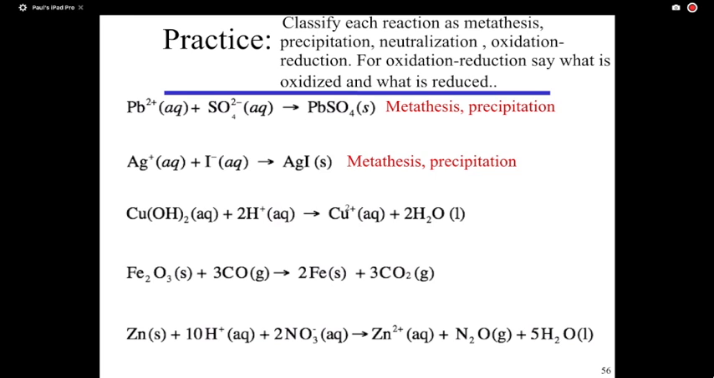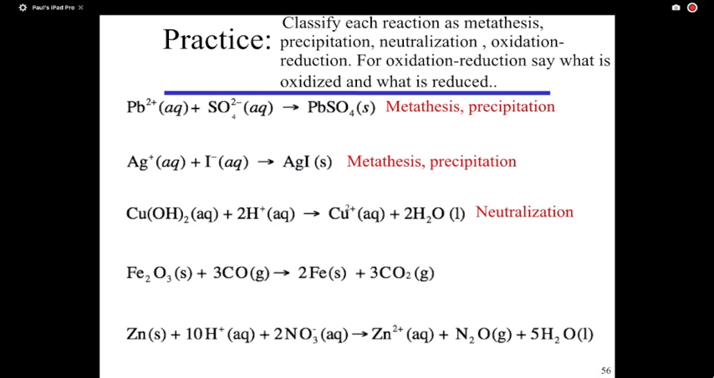I do swap ions, but in this case, it is an acid plus a hydroxide, an acid plus a base. It is a special metathesis reaction called a neutralization. If you say it's a metathesis reaction, that's only partially correct. It's better described as a neutralization. It's a very special type of metathesis.